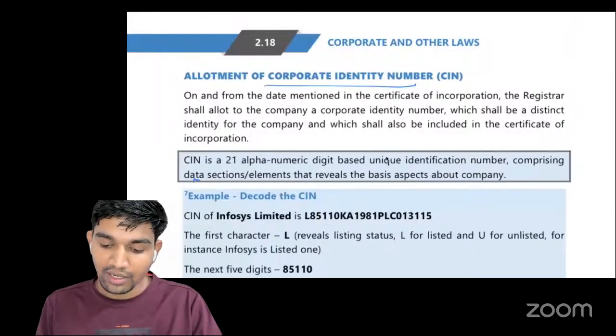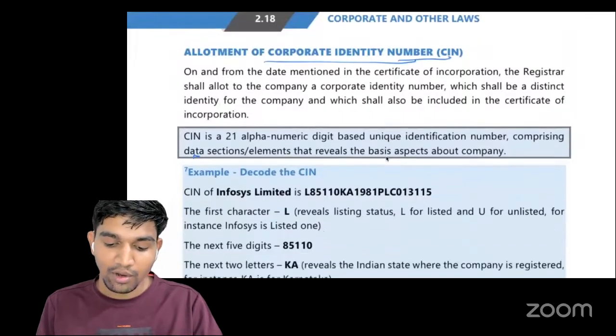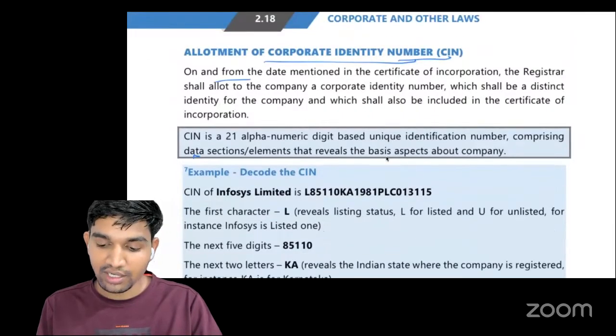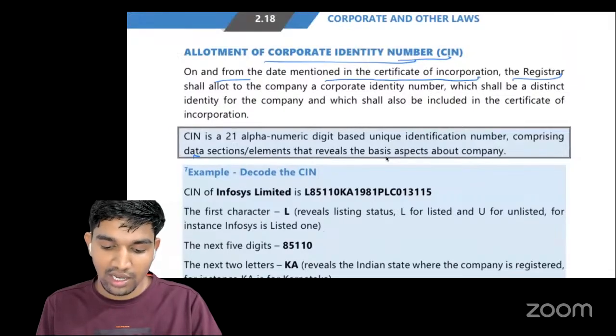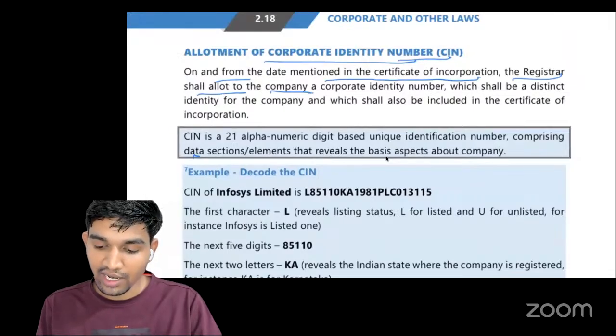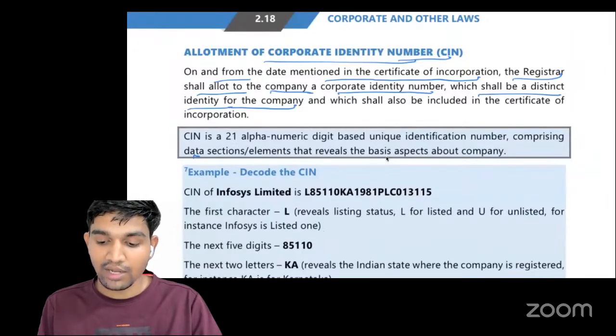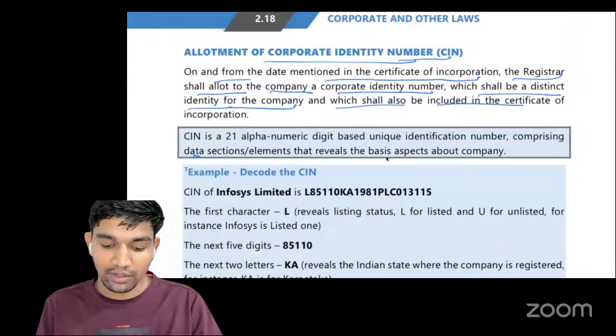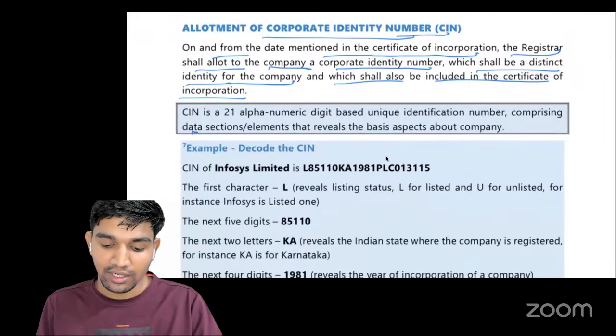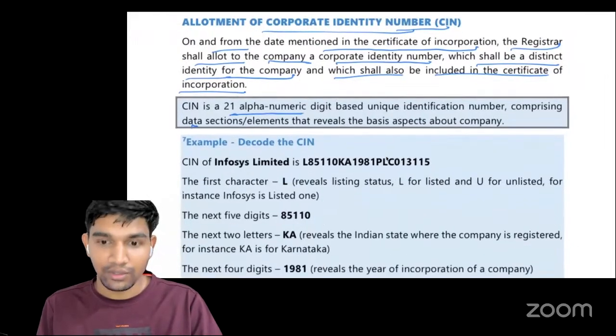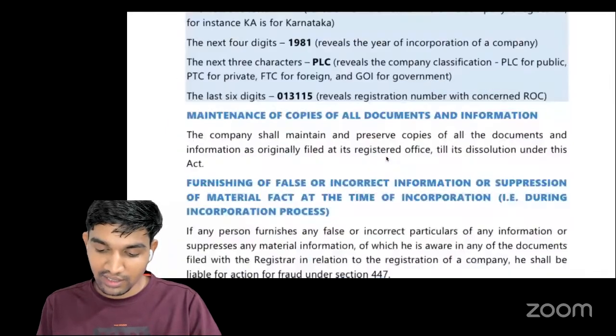Allotment of the corporate identity number: on and from the date mentioned in the certificate of incorporation, the registrar shall allot the company a corporate identity number, which shall be a distinct identity for the company and which shall also be included in the certificate of incorporation. CIN is a 21 alphanumeric digit unique identification number comprising data sections and elements that reveal the basic aspects about the company. We have already seen that.